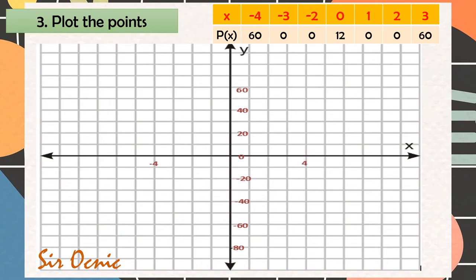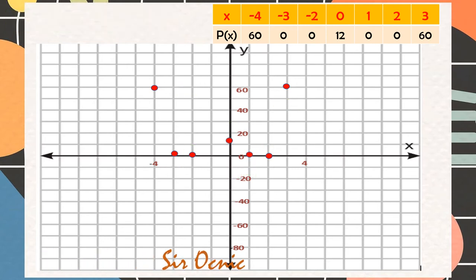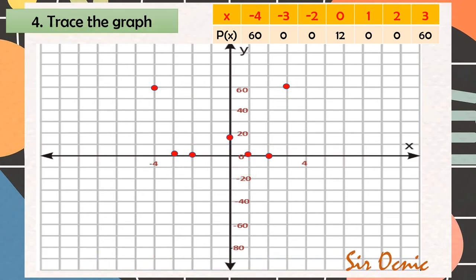Let us now plot the points. Our first ordered pair is negative 4, positive 60. We then have negative 3, 0, negative 2, 0, 0, 12, 1, 0, 2, 0, and 3, 60. After plotting the points, we will now trace the graph.